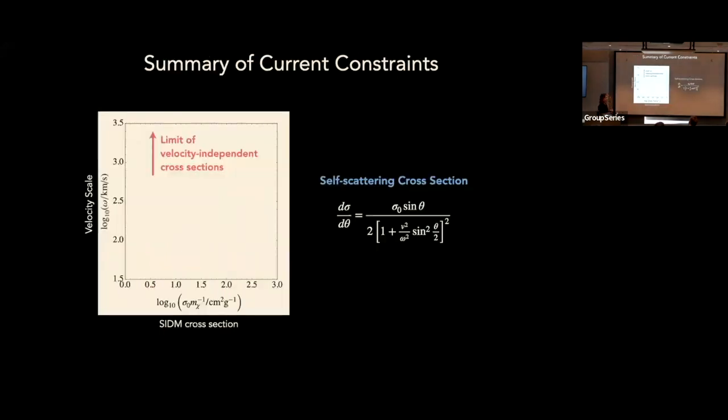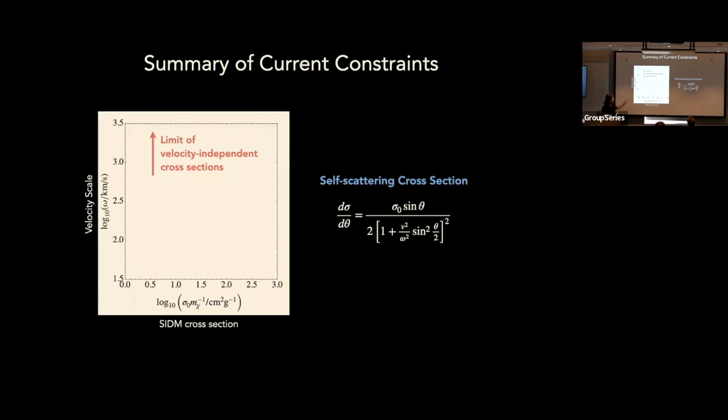That doesn't mean that we don't have any constraints on SIDM. So we have constraints coming from galaxy clusters and also Milky Way dwarfs. I'm going to summarize those constraints on this parameter space, which is the SIDM cross-section here and the velocity scale. Just to remind you, this falls out of our theory. The velocity scale is this parameter down here, and the cross-section is the sigma naught up here. The limit of velocity independent cross-sections falls when you go up here, where that omega is really large.